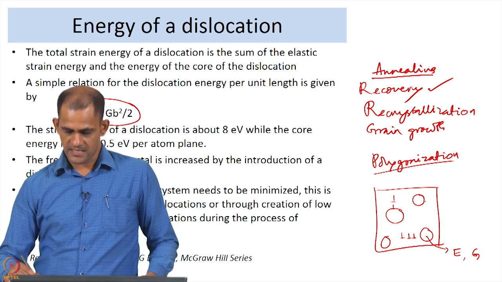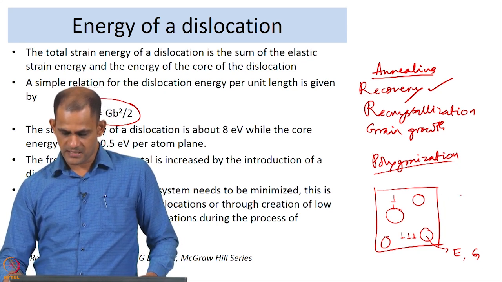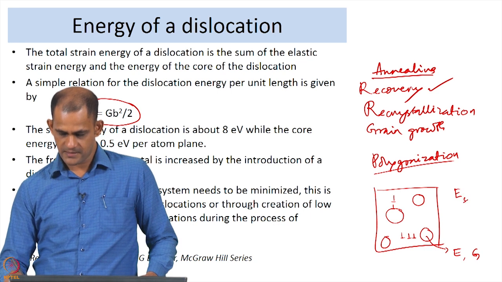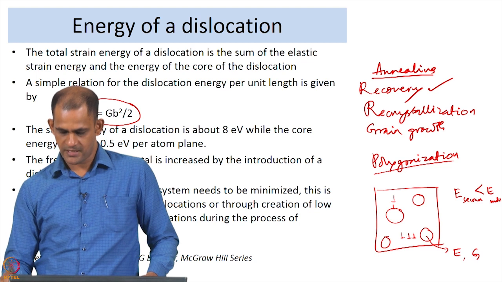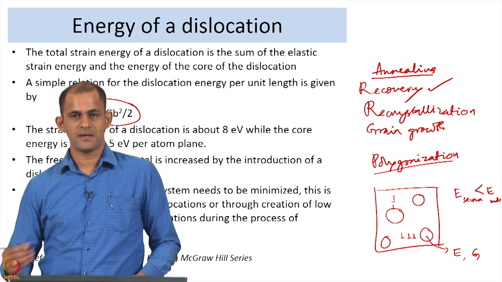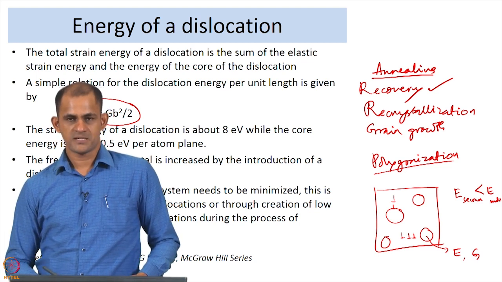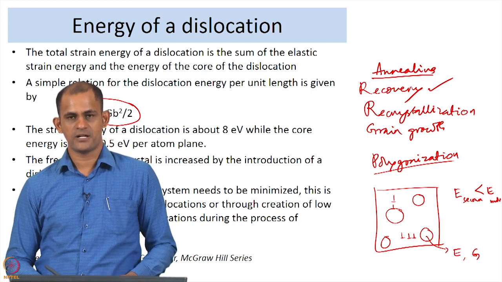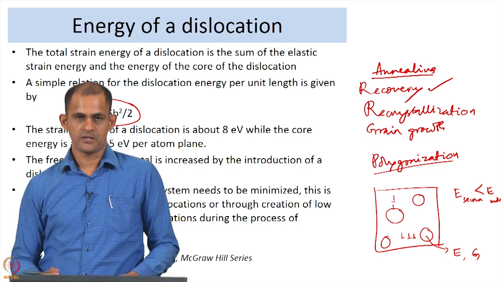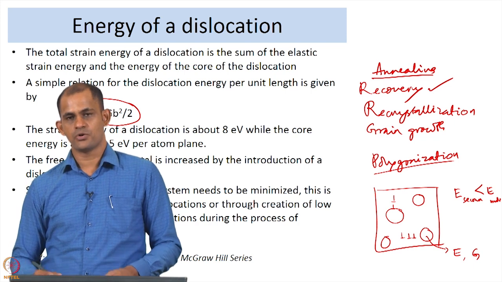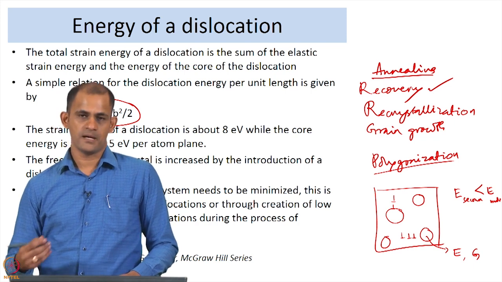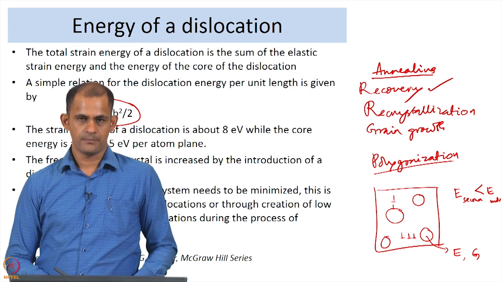Similarly, if the second phase has a lower elastic modulus than the matrix, then the dislocations would rather be happy moving into the second phase, because they will have a lower energy state there, in which case the material is going to be lower in strength compared to the matrix.